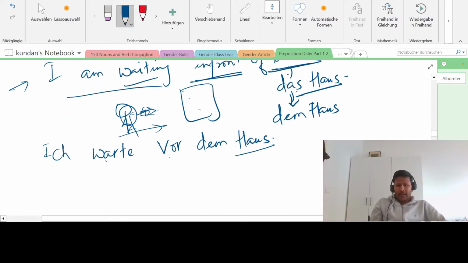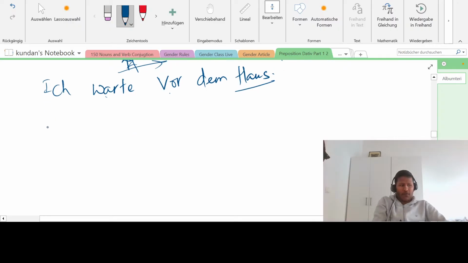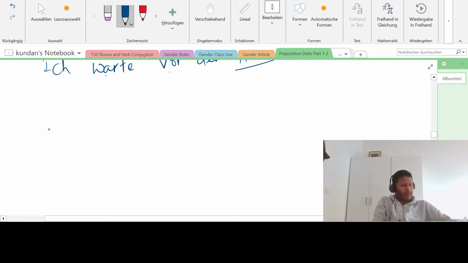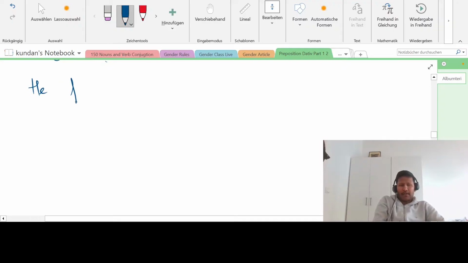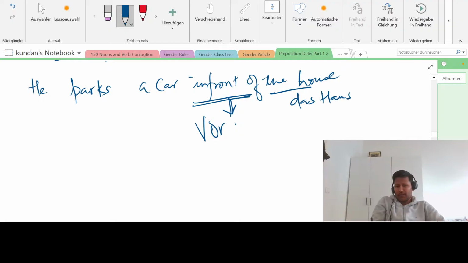Let us take another example quickly for this one, and then we will move further. Okay, let us take another example. Meanwhile, I'm checking. So let us see here. He parks a car in front of the house. This is in front only. Same preposition, vor. But this is das Haus, right? In nominative, right? So what will be the case for this here?